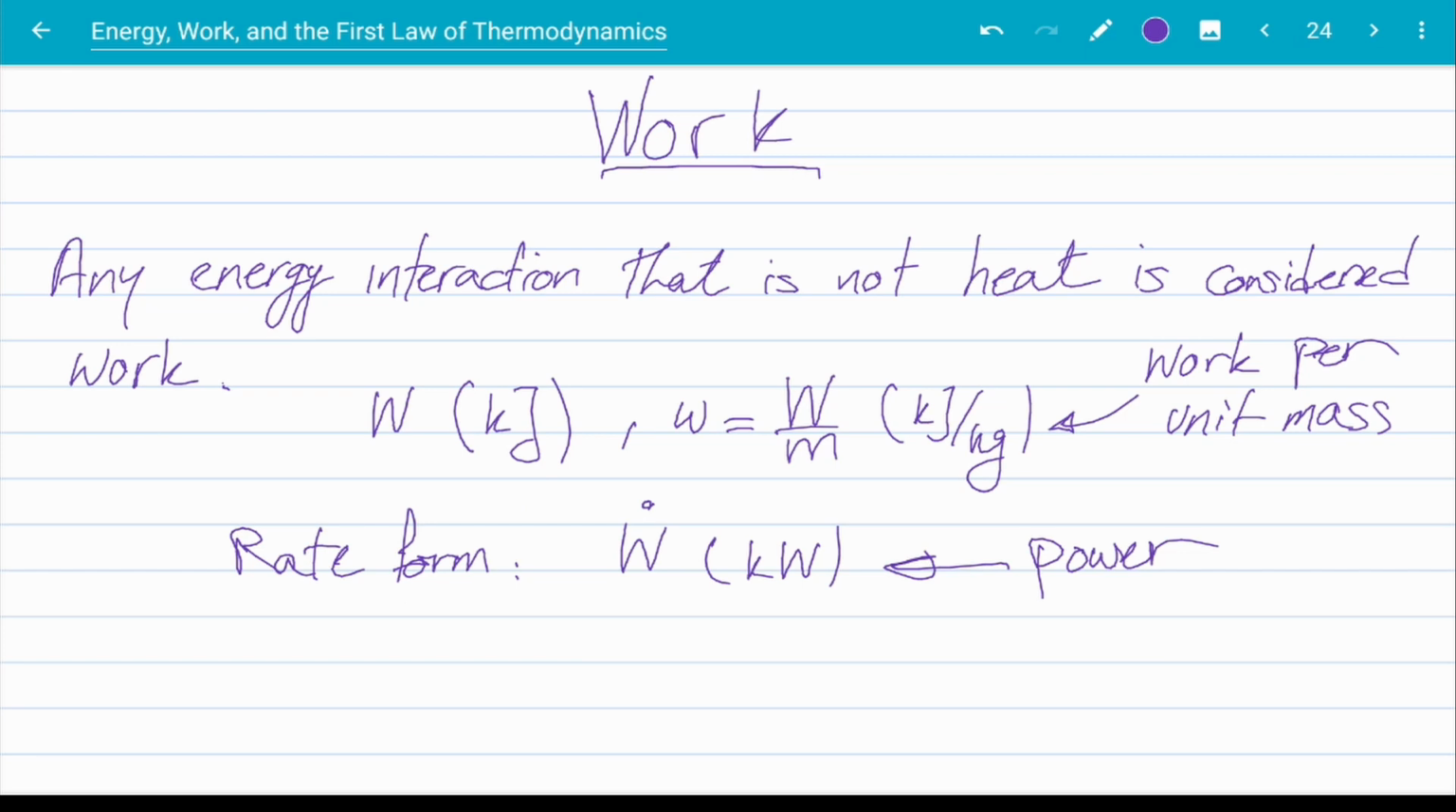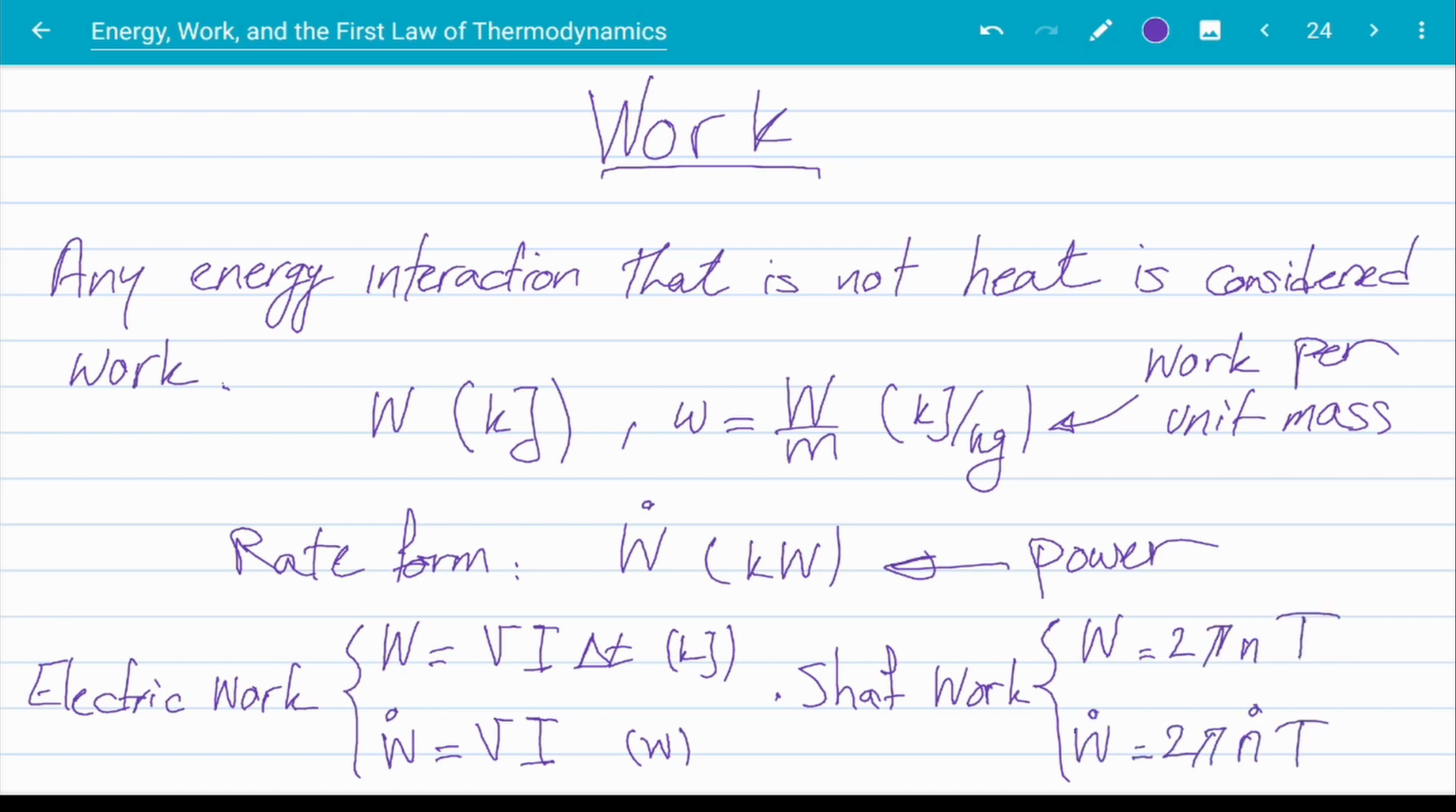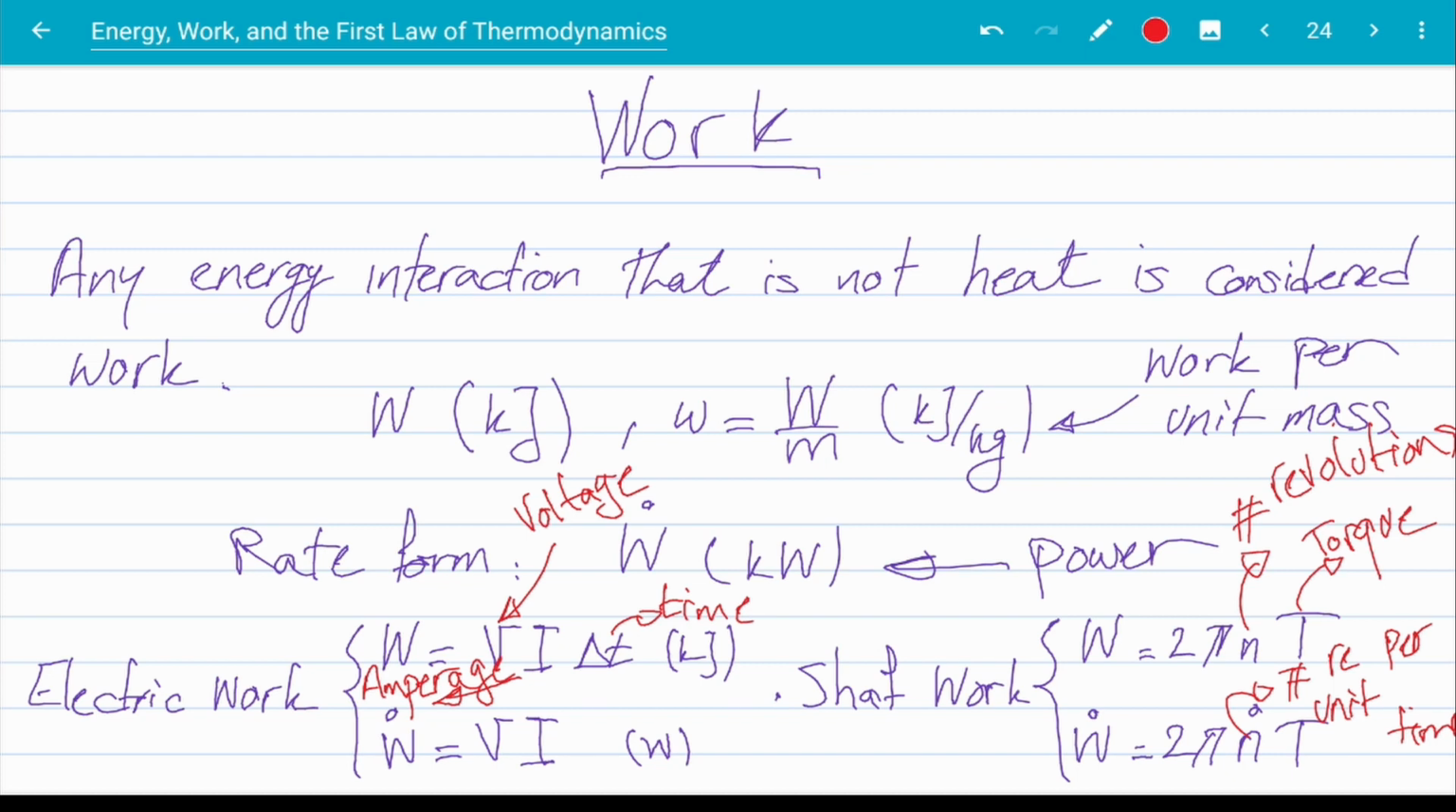The rate form of work, or work per unit time, is called power. Keep that in mind. A couple of work types that we may encounter in thermodynamics are electric and shaft work. Electric work is voltage times amperage times time, and electric power is voltage times amperage. Shaft work is 2 pi times the number of revolutions times torque. Shaft power is 2 pi times the number of revolutions per unit time times torque.